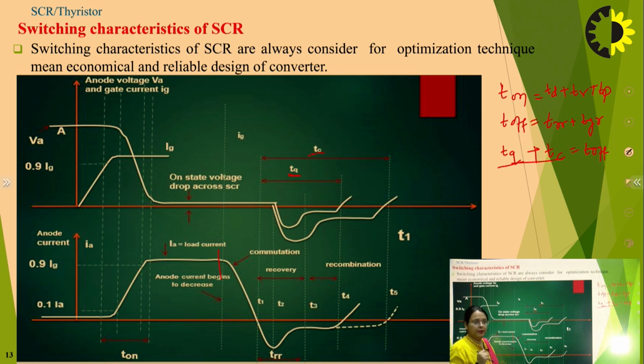Okay, so starting with the turn on time, the SCR is in the forward conduction state, right? So basically turn on time is the time when the SCR moves from the forward off state towards the forward on state, right? And turn off time is when the SCR moves from the turn on state to the turn off state, that means from the forward conduction state towards the forward blocking mode.